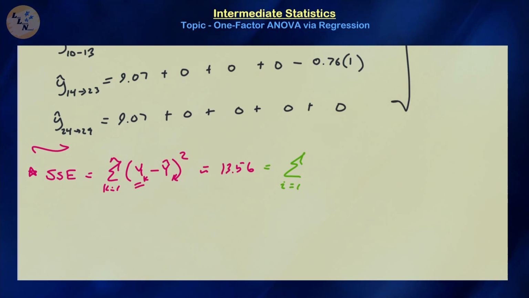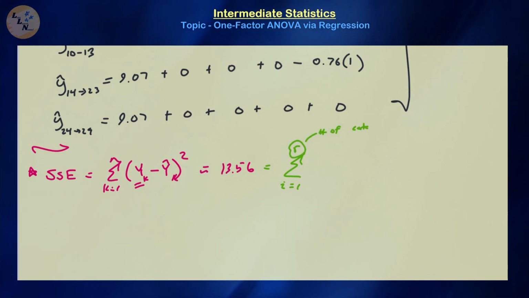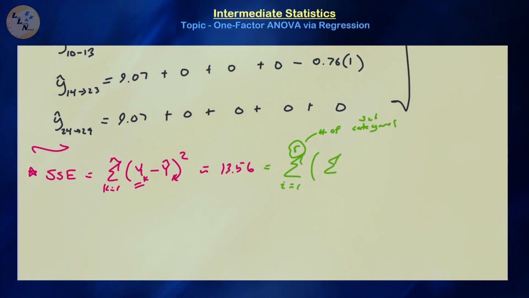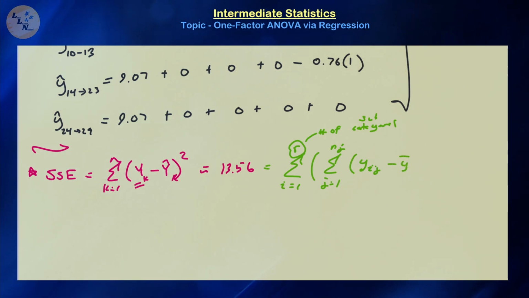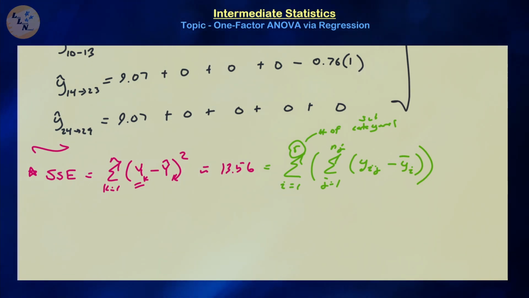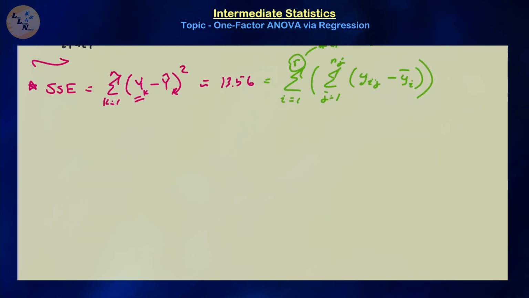Okay, and if you want to look at this across each category, technically that's going to be the sum from i equal to 1 to r, where r is the number of categories or subcategories, of the sum from j equal to 1 to the sample size of each of those groups of y_ij minus the average of group i. All right, so that's the more formal calculation of the SSE if you just look at the table of the groups.